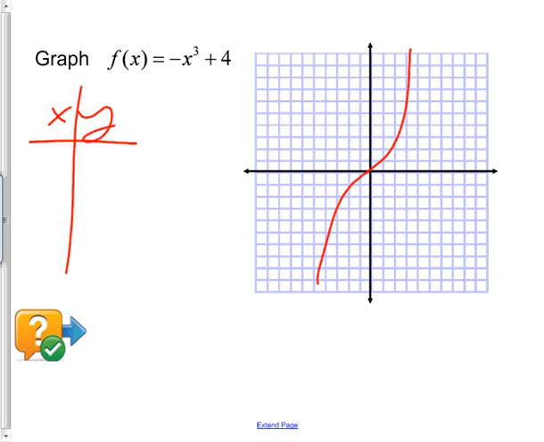All right, so if I had to do this one, if I needed it to be right, I would probably go back to this and say stick in 0. And then I have 0 cubed and negative 0 is 0, plus 4 is 4. And then I'd stick in 1. And that would be negative 1 plus 4, which would be 3.